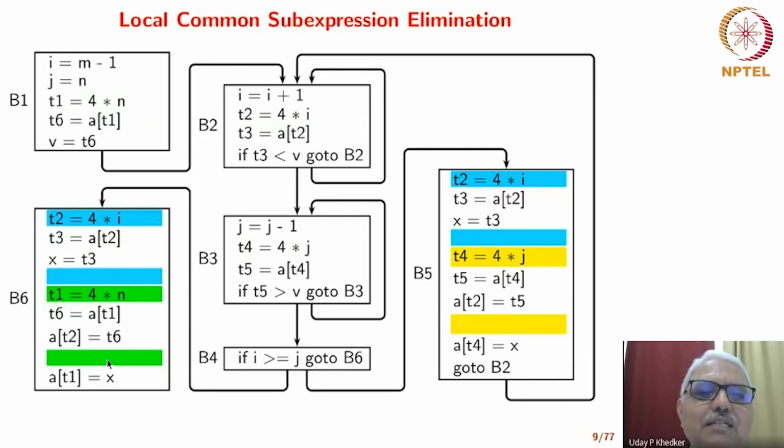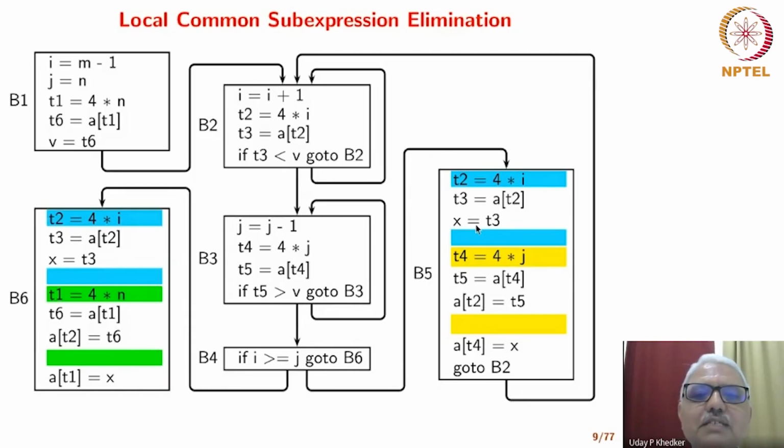We can eliminate these computations, and this is where having the same temporary variable is useful, because we have already used temporary t2 for this expression for every occurrence. So we can simply delete an expression without trying to adjust the temporary names for subsequent uses of the value of 4 star i. So this is local common subexpression elimination.